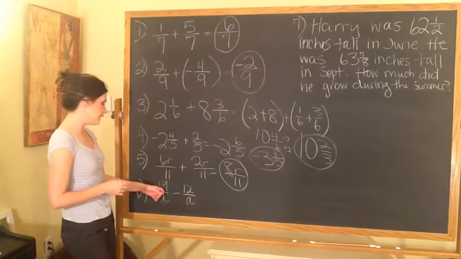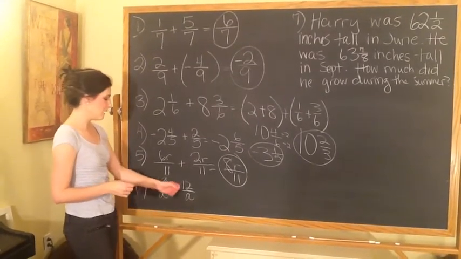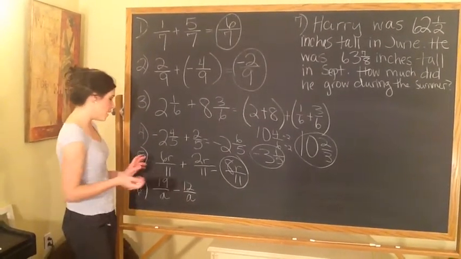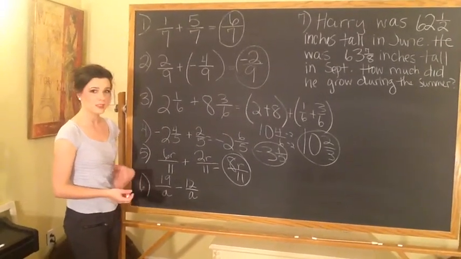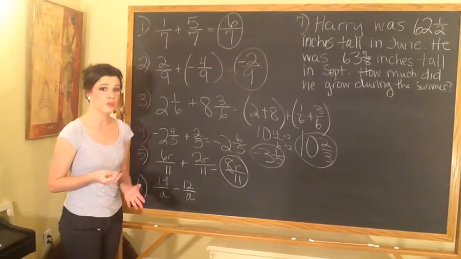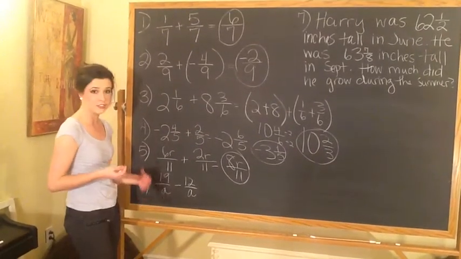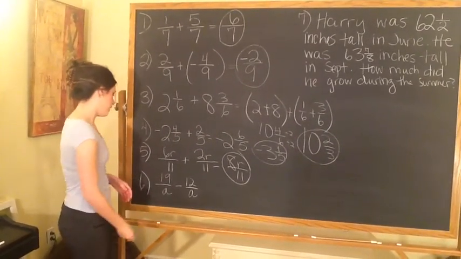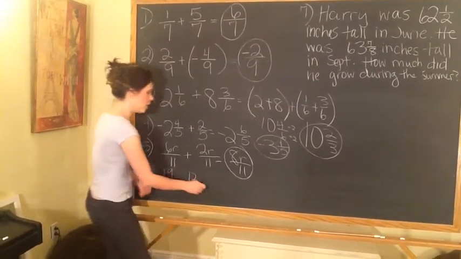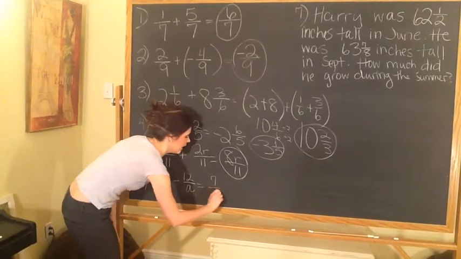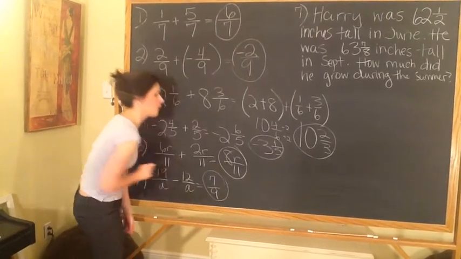Number 6, we have 19 over a minus 12 over a. So the variables don't just have to be in the numerator, they can be in the denominator as well, because a variable is just an unknown number. So this is a certain number that we don't know what it is yet. Alright, so let's go ahead and subtract 19 minus 12, which is going to give you 7, and then our denominator is going to be a.